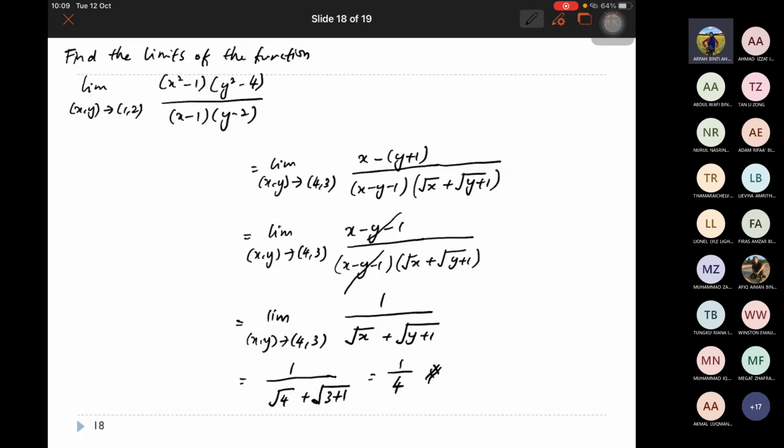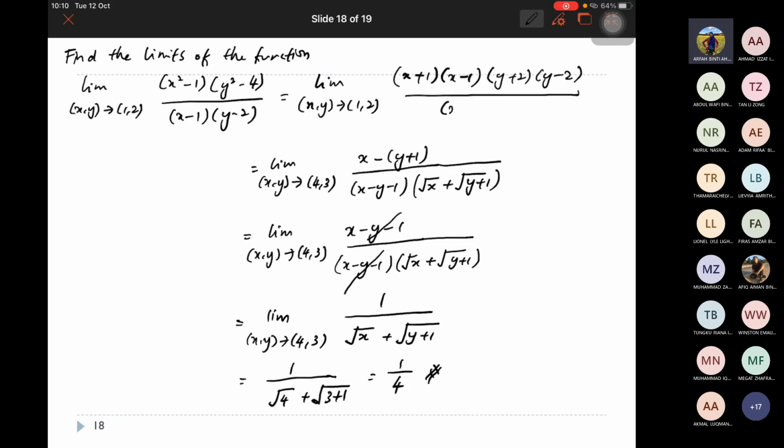Ya, betul. Tengok, woman always right. Betul jawapan Rabi'atul Adawiyah. Okay. So, dia akan sama dengan limit xy approaches 1, 2. Kita boleh pecahkan x kuasa 2 tolak 1, x tambah 1, x tolak 1. Okay. y kuasa 2 tolak 4, y tambah 2, y tolak 2. Faktorkan. Do the factorization and then you have x minus 1, y minus 2.